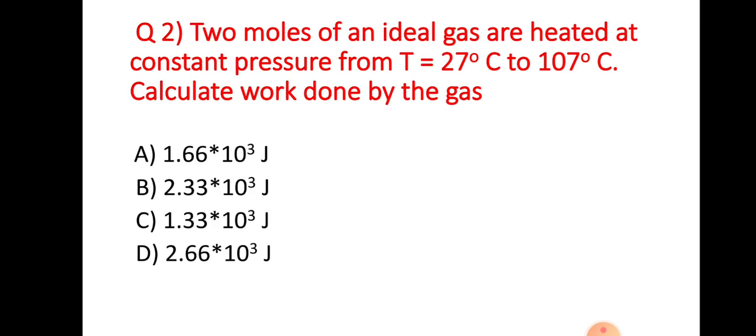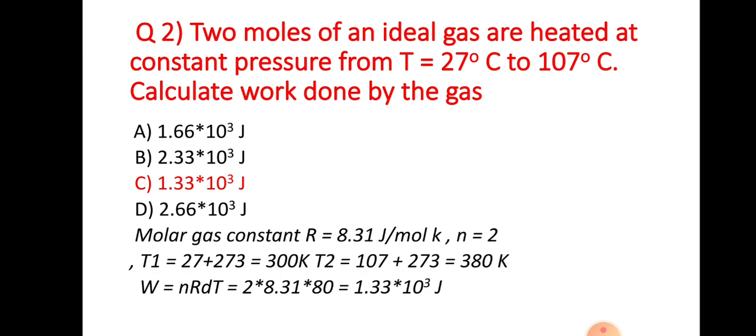Now let us see question number 2. 2 moles of an ideal gas are heated at constant pressure from 27 degree centigrade to 107 degree centigrade. Calculate the work done by the gas. We know the formula to calculate work done by the gas. W is equal to nR dT. Here number of moles is 2, and we know R is constant 8.31, and dT is change in temperature, but this temperature must be in Kelvin. So we have to convert this temperature into Kelvin. By adding 273, we can convert this temperature into Kelvin, and the final answer will be 1.33 into 10 to the power 3 joule, which is option choice C.